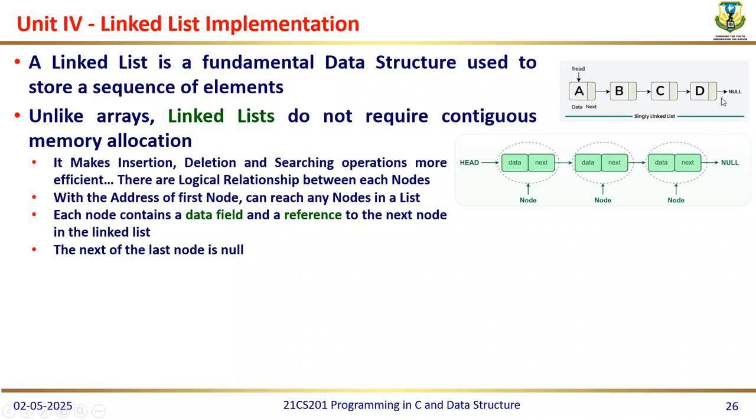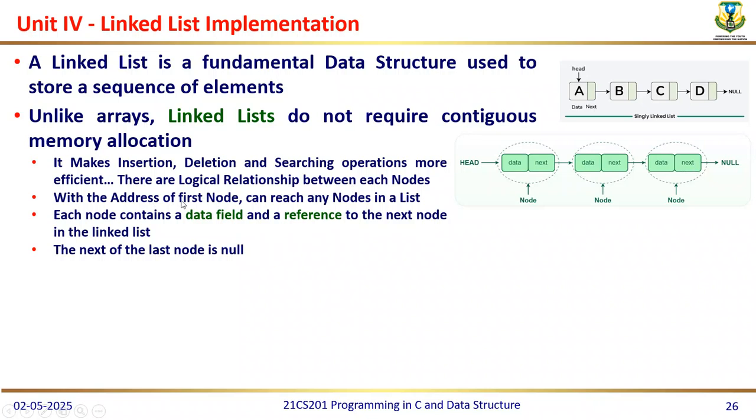So this is the basic concept: there are logical relations. After A, the link goes to B. From B, the link goes to C. Each node consists of data and the next address pointer. Next address means the address of the next node is stored here, so the system knows where the next node is. That is what I call the logical relationship between each node.